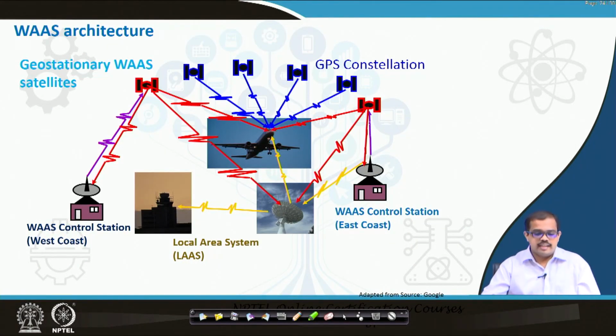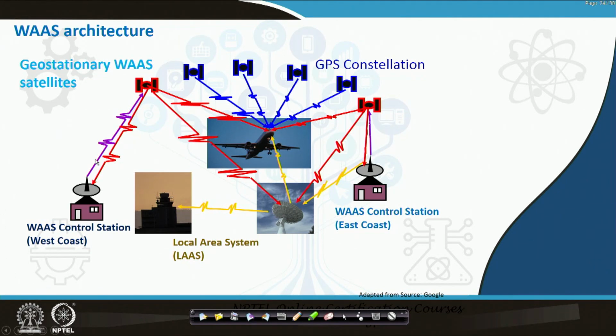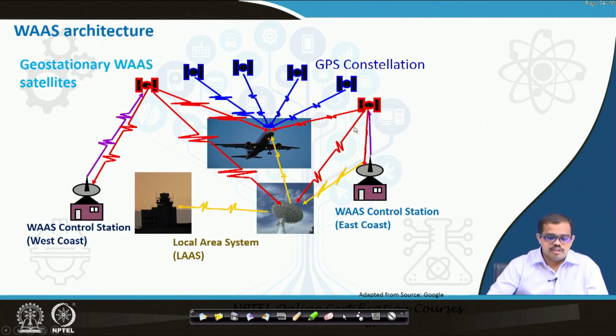When you look at the entire architecture of WAAS, we have geostationary WAAS satellites, these two represented here. We have two WAAS stations, one on the west coast and the other on the east coast. Signals are sent from these geostationary satellites to these WAAS control stations, where the signals are corrected. Once corrected, they are sent back to the satellites. The geostationary satellite then transmits them back to the local area systems.